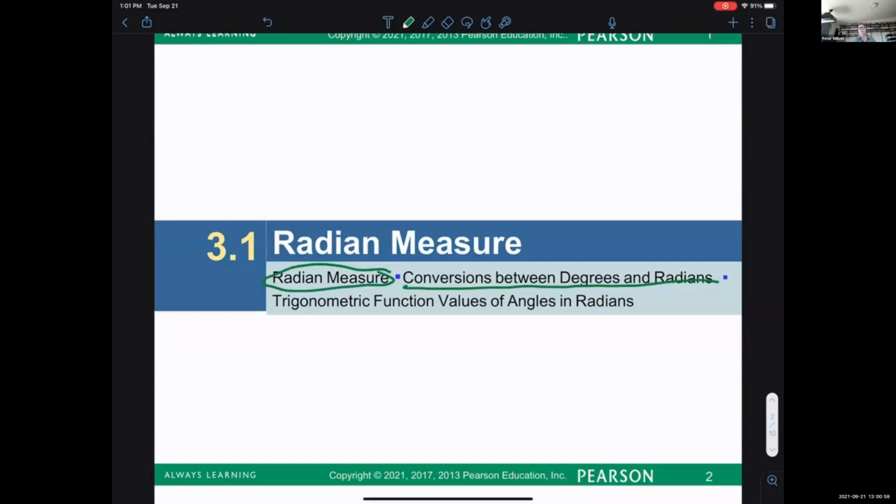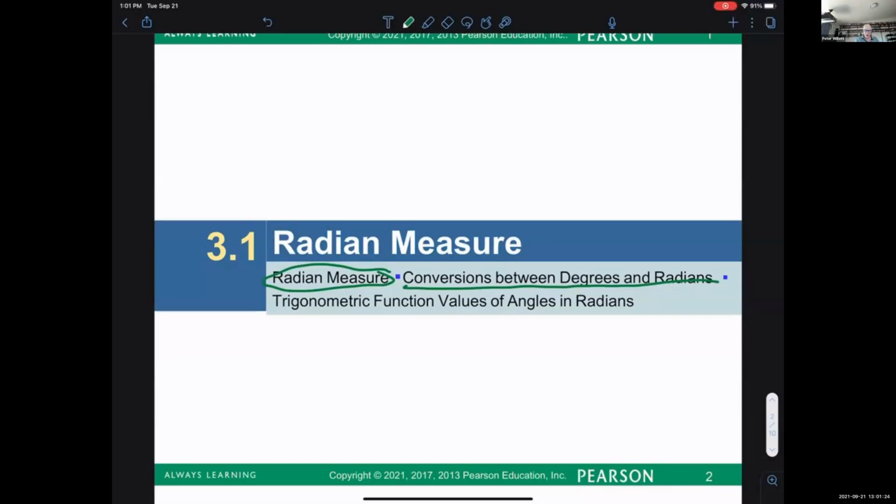This came up because when I did my introduction about using calculators to calculate trig functions and even inverse trig functions, we said everything's in degrees, so make sure your calculator is in degree mode. Well, now you might have to switch back to radian mode sometimes, or make sure that it's in radian mode if we're working in radians instead.